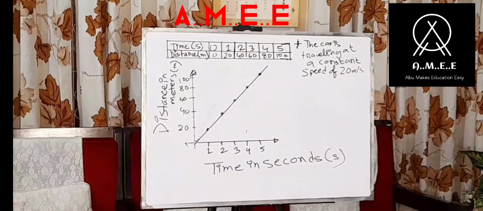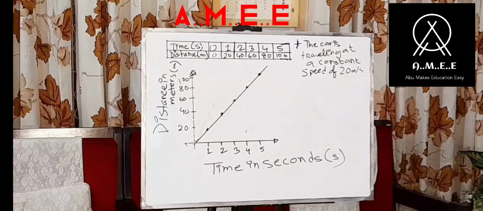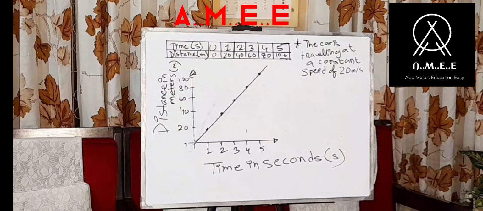See, 20 divided by 1 is 20. 40 divided by 2 is 20. 60 divided by 3 is 20. 80 divided by 4 is 20. 100 divided by 5 is 20. So it's a constant speed graph. It's a constant speed graph of the car.